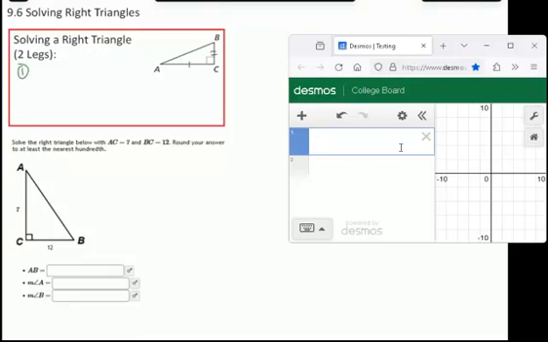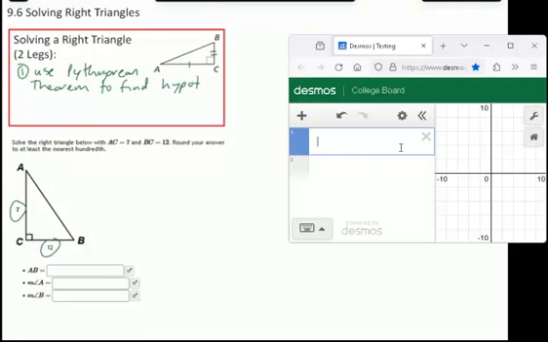If you're solving for a triangle that has two given legs, what do you think you can use to find the third side, the hypotenuse? If you're given two sides, 7 and 12, what would you use to find the hypotenuse here? Easiest thing would be to use the Pythagorean theorem to find the hypotenuse, right?